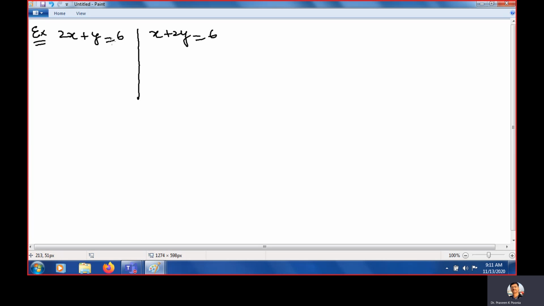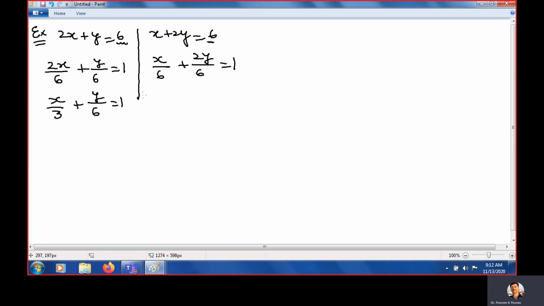That we will solve here. Here is what is written: 6. So you need to divide by 6. 2x upon 6 plus y upon 6 is equal to 1. Here divide by this number: x by 6 plus 2y upon 6 is equal to 1. Clear? Now divide by 6, cancel 2. So it is x by 3 plus y by 6 is equal to 1.